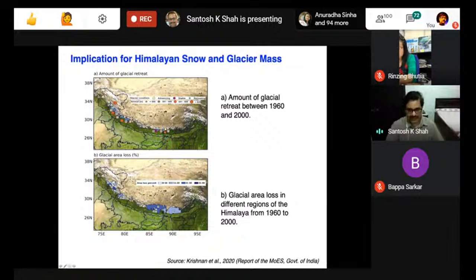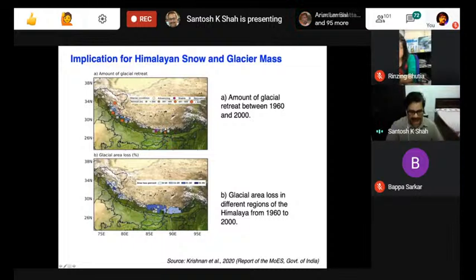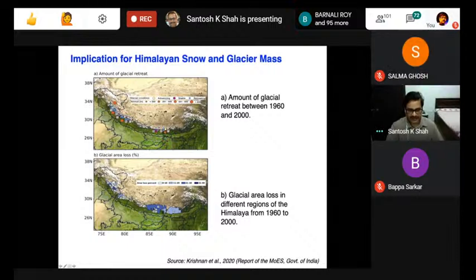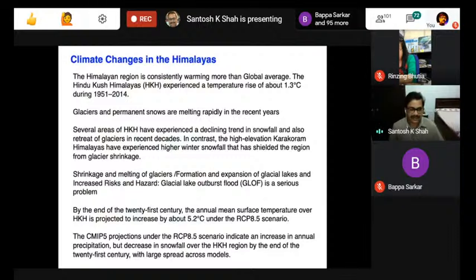When the glaciers retreat, the glacier area is also lost in different regions. Here the loss of glacier area is higher in northern, eastern Nepal. In the Bhutan region it is slightly less, but the area is still decreasing due to the melting of glaciers. So all these climate change issues affect all these different parameters of the Himalayan region.